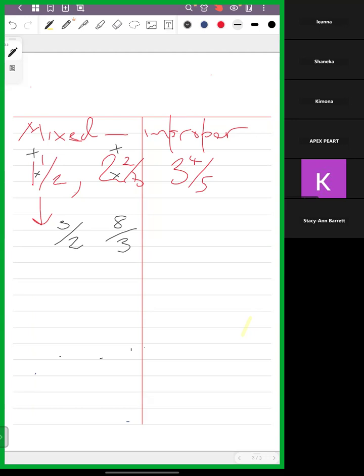All right, last example. 3 and 4/5. We're going to take the 5 and multiply it by the 3. And then we're going to add 4 to the result. So 5 times 3 is 15. 15 plus 4 is going to be 19/5. Everybody good with that?